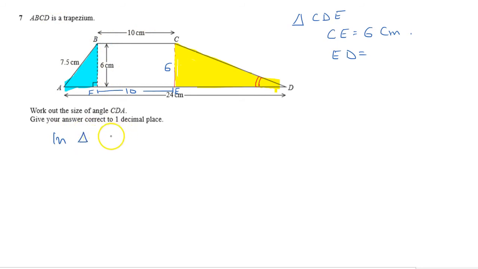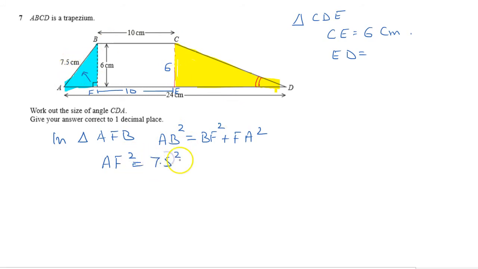So in triangle AFB, this is opposite 90 degrees, the biggest side. So AB square is equal to BF square plus FA square. If you want to write this equation, you write. Otherwise, a very simple method is AF square is equal to, because this is the longest side opposite 90 degree, 7.5 square minus 6 square. That is a very simple method.